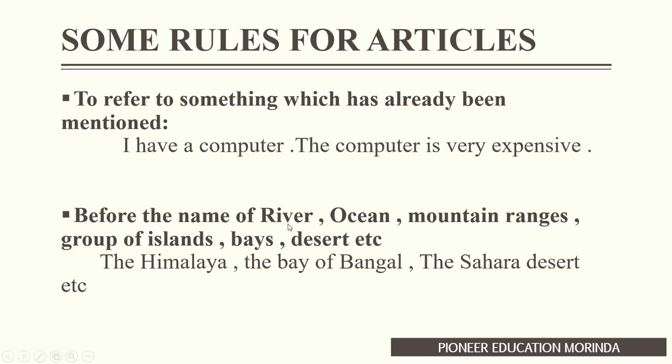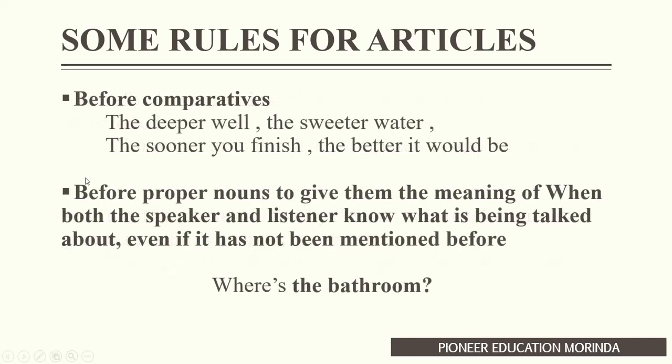Before the names of rivers, oceans, mountain ranges, groups of islands, bays, deserts, etc. The Himalayas, the Bay of Bengal, the Sahara Desert, etc. We also use the in the case of comparatives. The deeper the well, the sweeter the water. The sooner you finish, the better it would be. So in these kinds of comparative adjectives, we also use the.